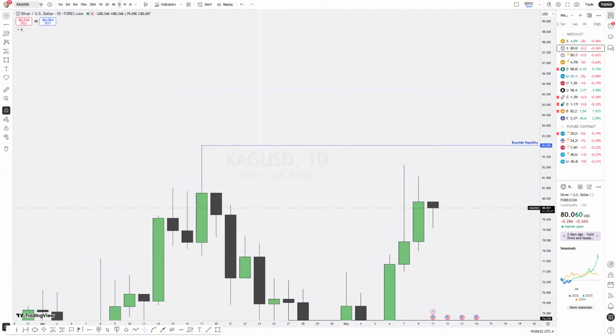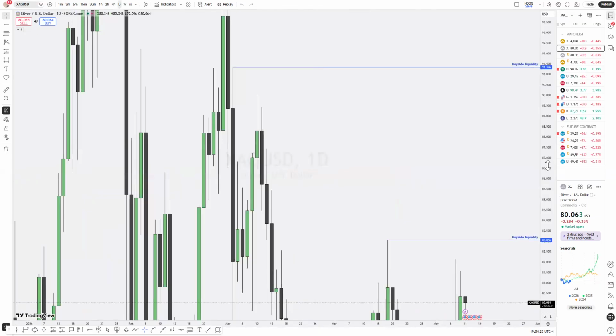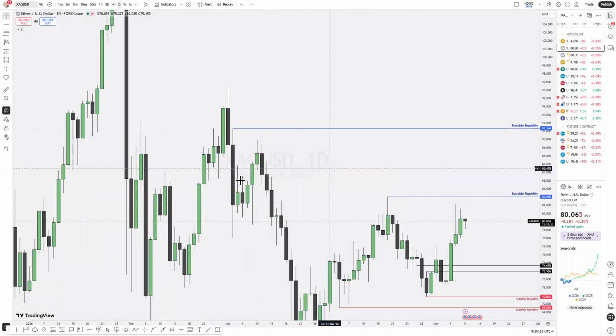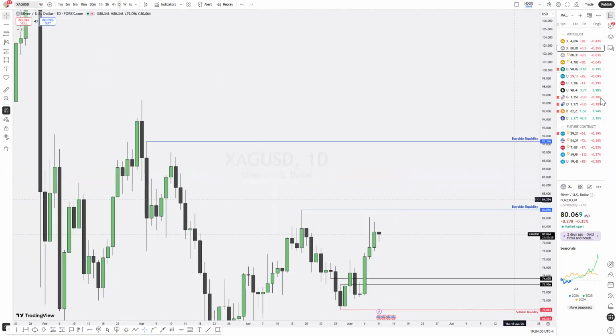And this is going to be my objective. I really don't have interest in the rest, though we do have some other levels I'll be interested in higher. So that's it for silver.